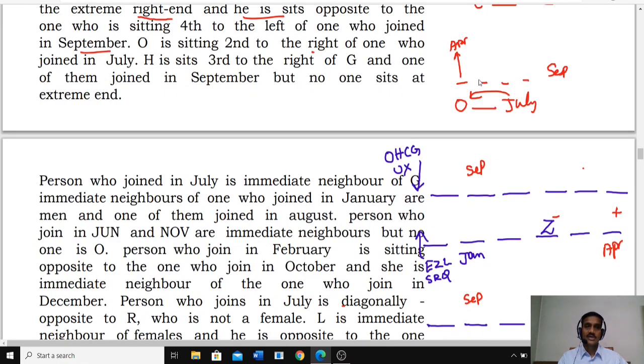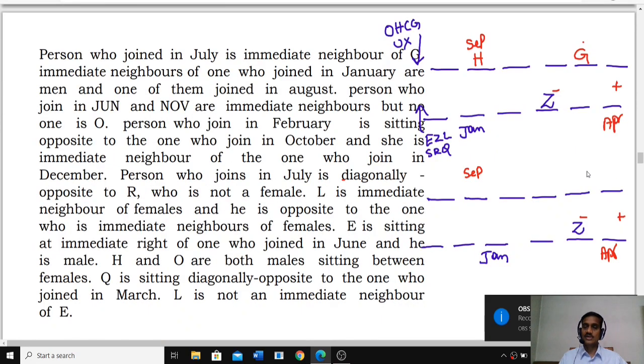And next one. H sits third to the right of G and one of them joined in September. H sits third to the right of G. One of them means G cannot be there, so H. H sits third to the right of G, so G must be here. One of them is in the month of September. Hence H is here, G is here. And H and G are in these two places.